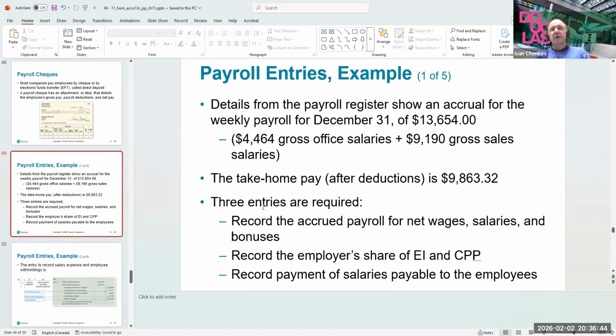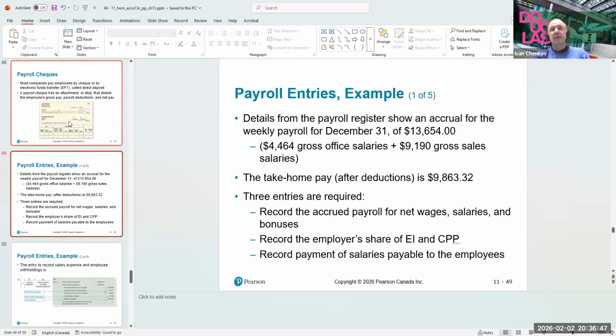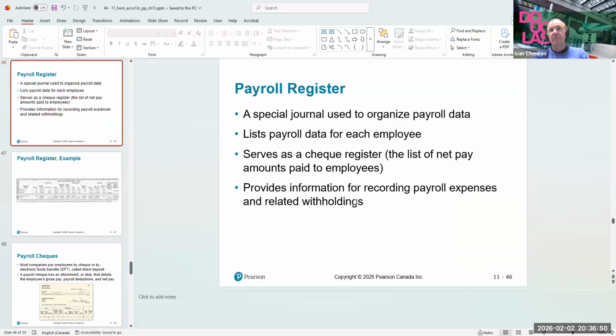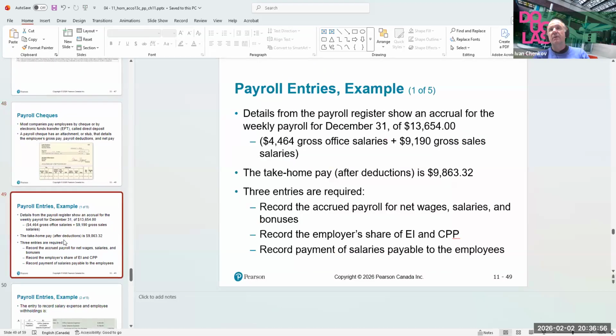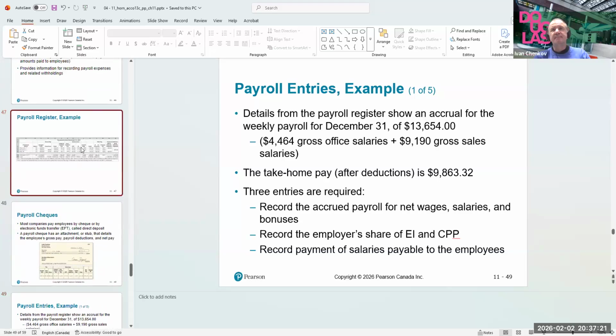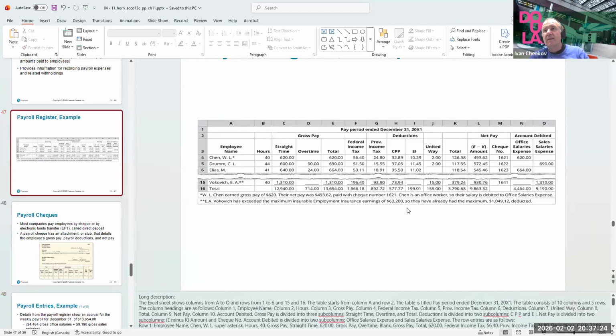Now, let's go to the next slide, payroll entries. Once we have the payroll information from the payroll register and payroll checks, we have to prepare the payroll entry. Let's pretend that the details for the payroll register show the accrual for the weekly payroll for December 31st, 13,654 for the gross office salary and the gross sales salaries. The take-home pay is 9,863.34.